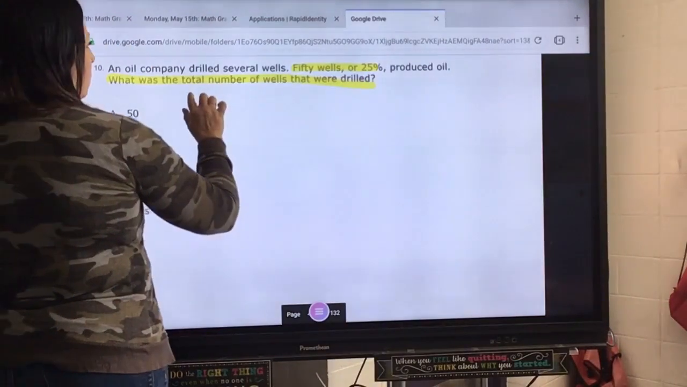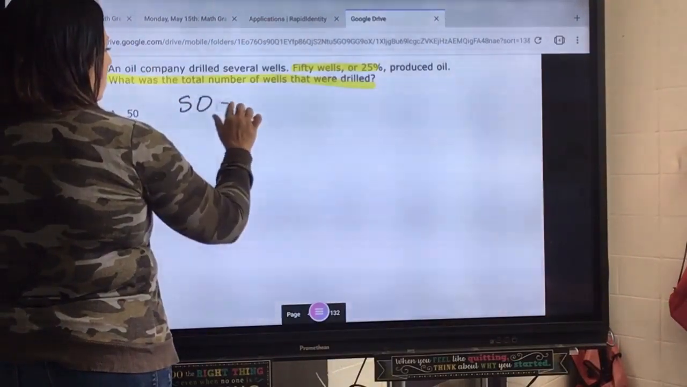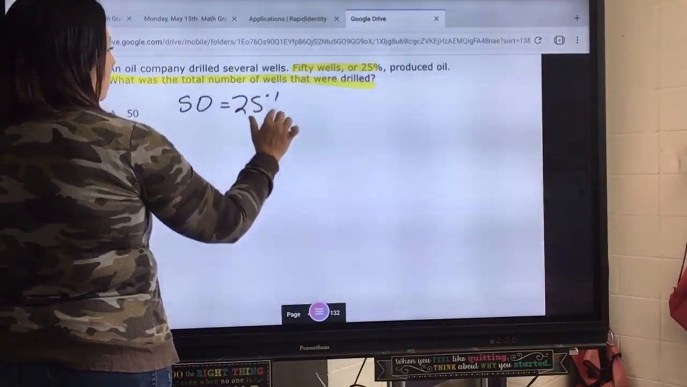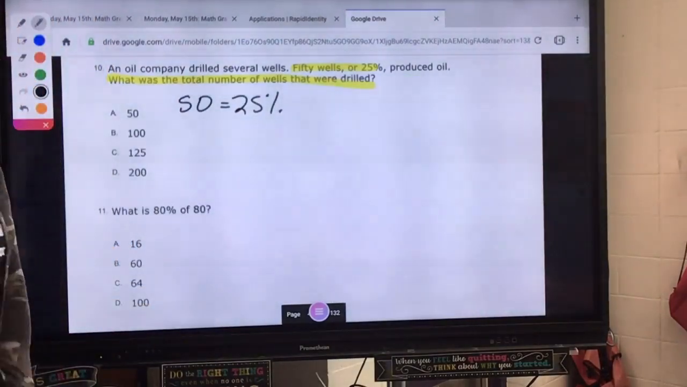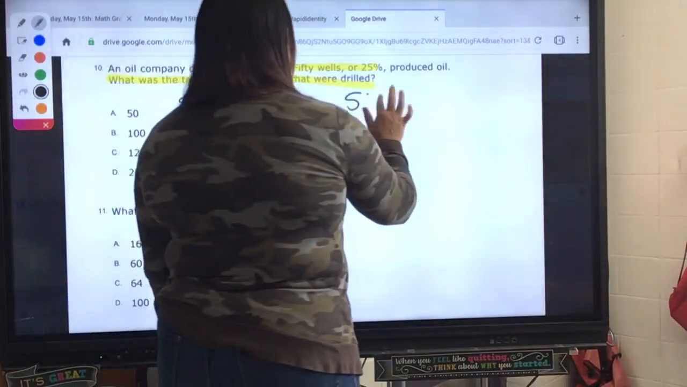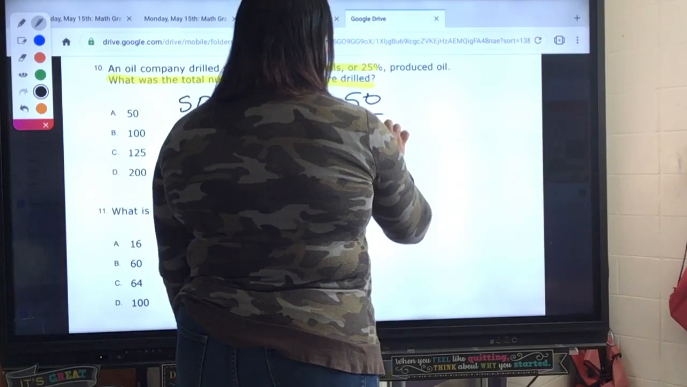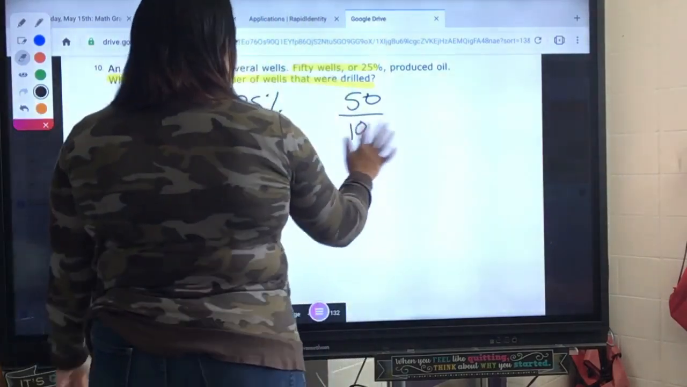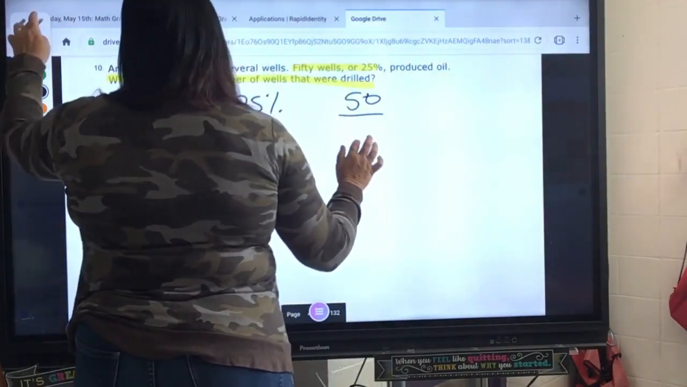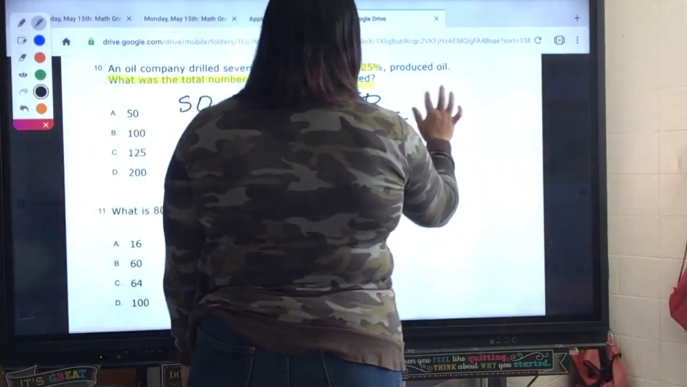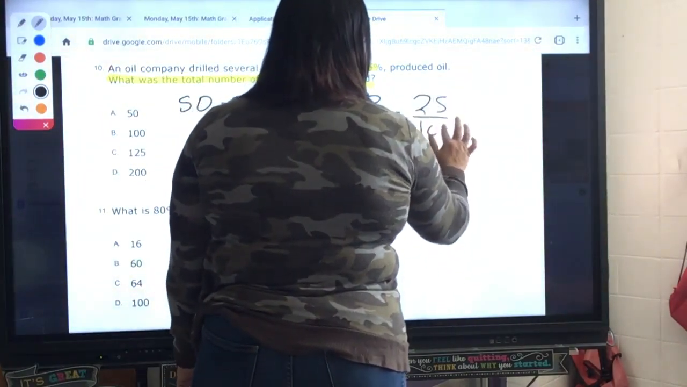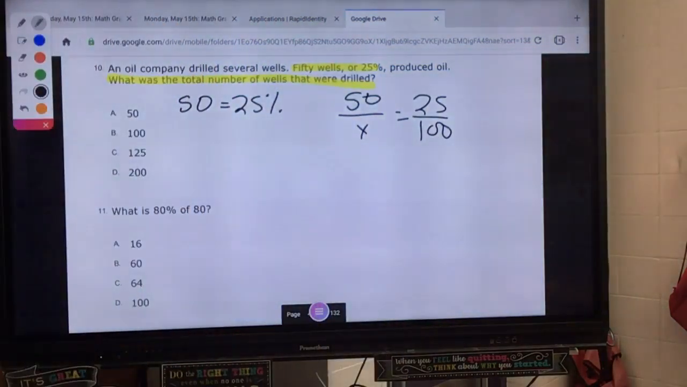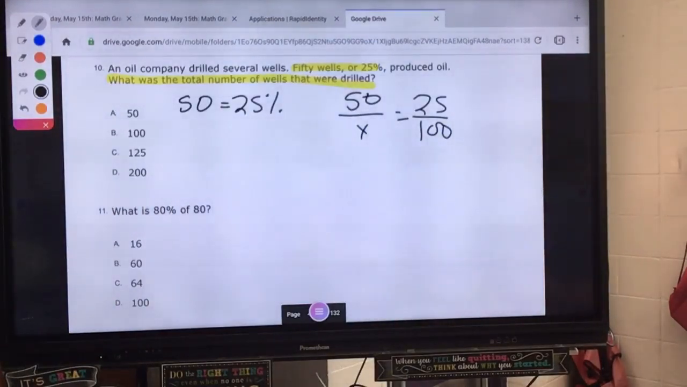All right, so 50 equals 25%, or 50 over x equals 25%. Whichever way you want to do it, solve the problem, stand up and have your answer.